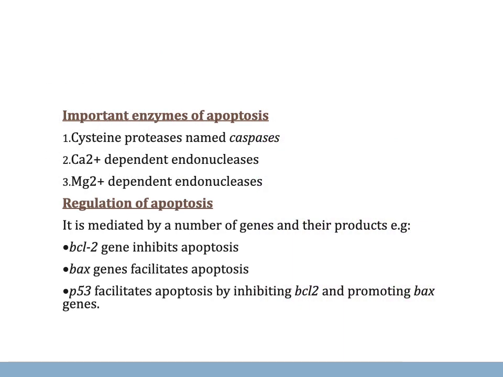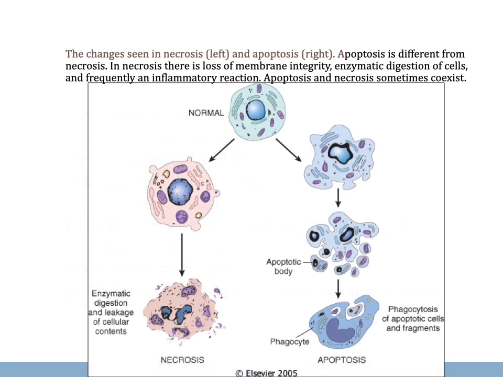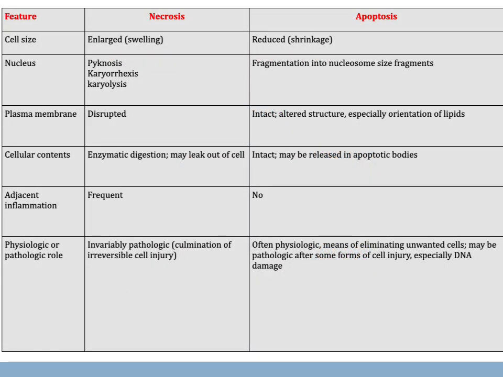These are important enzymes and important genes that are triggered in apoptosis. And this is a schematic diagram differentiating necrosis, where there is lysis, and apoptosis, where you have more condensed cells at the end of the process. Please also note that in apoptosis, you don't usually have associated inflammation.